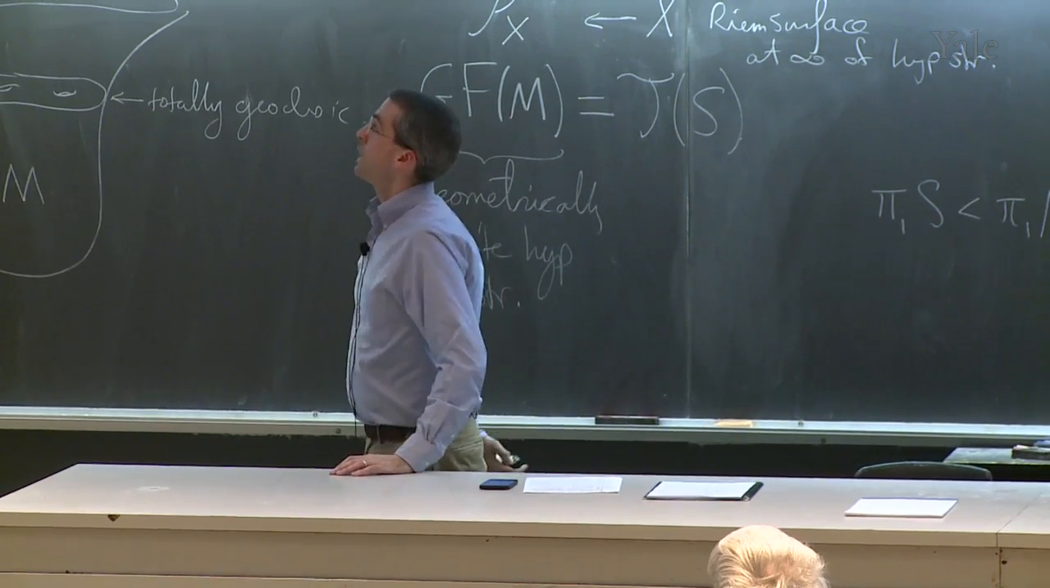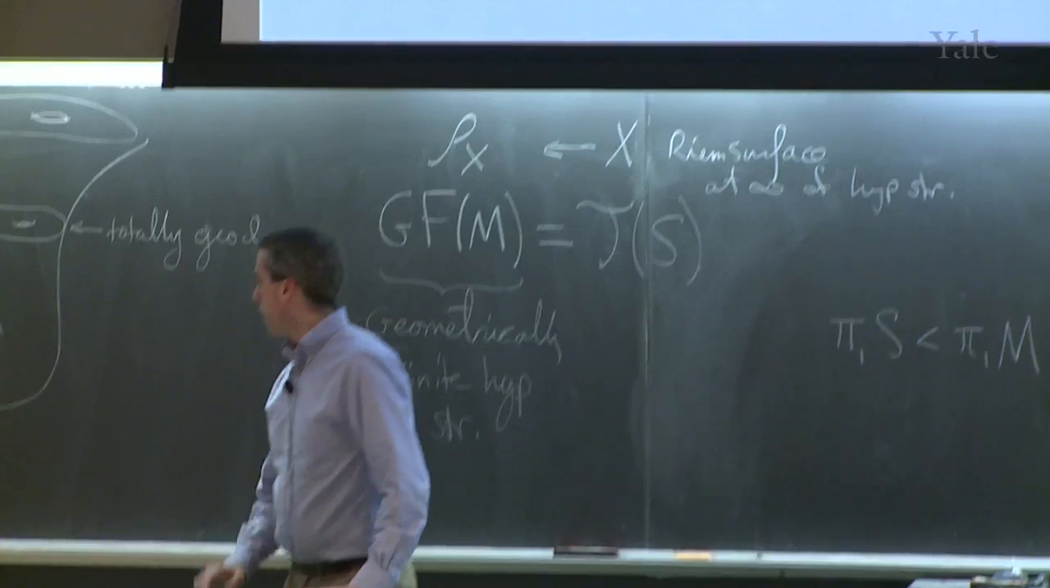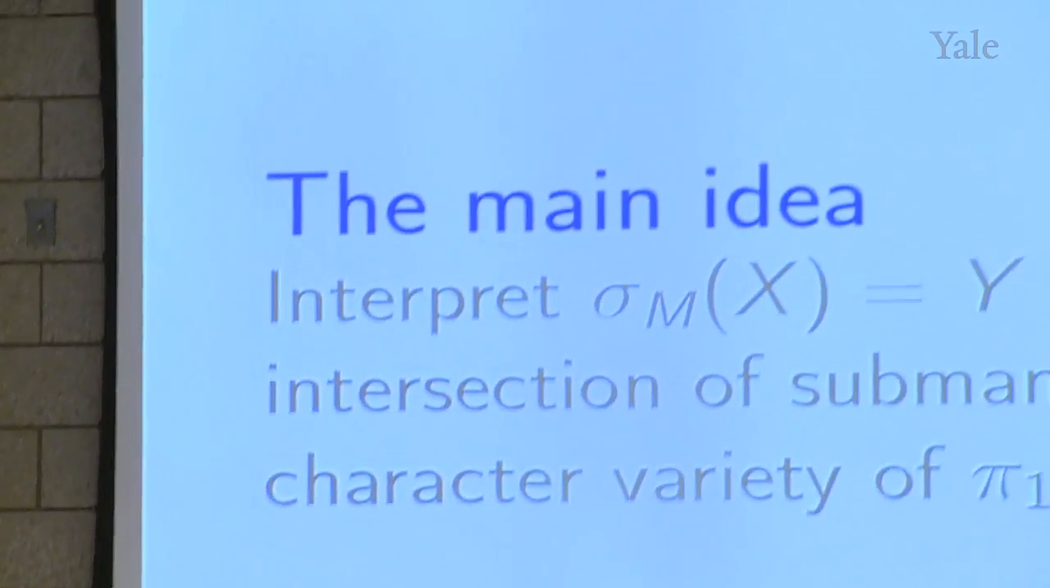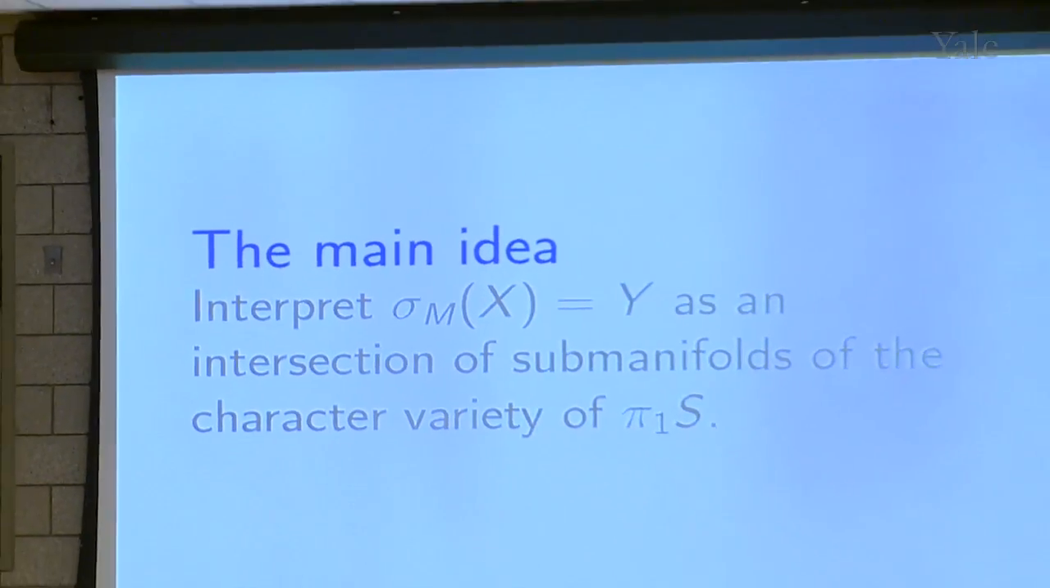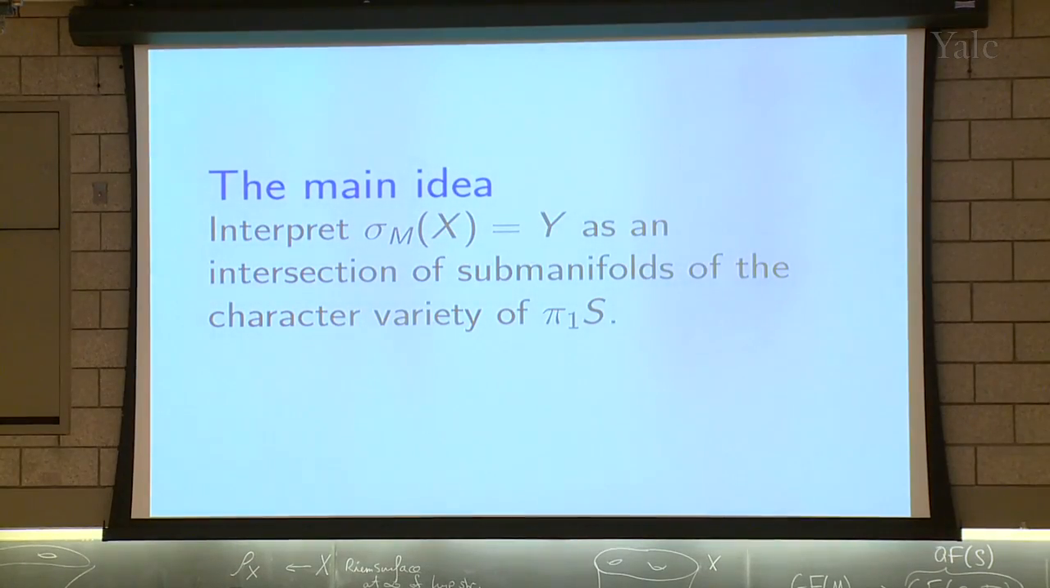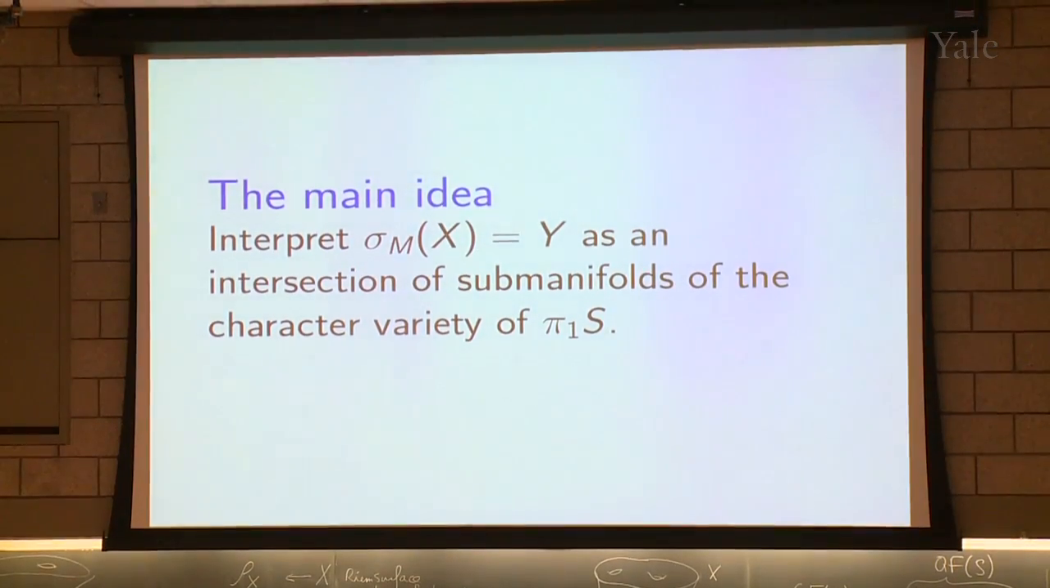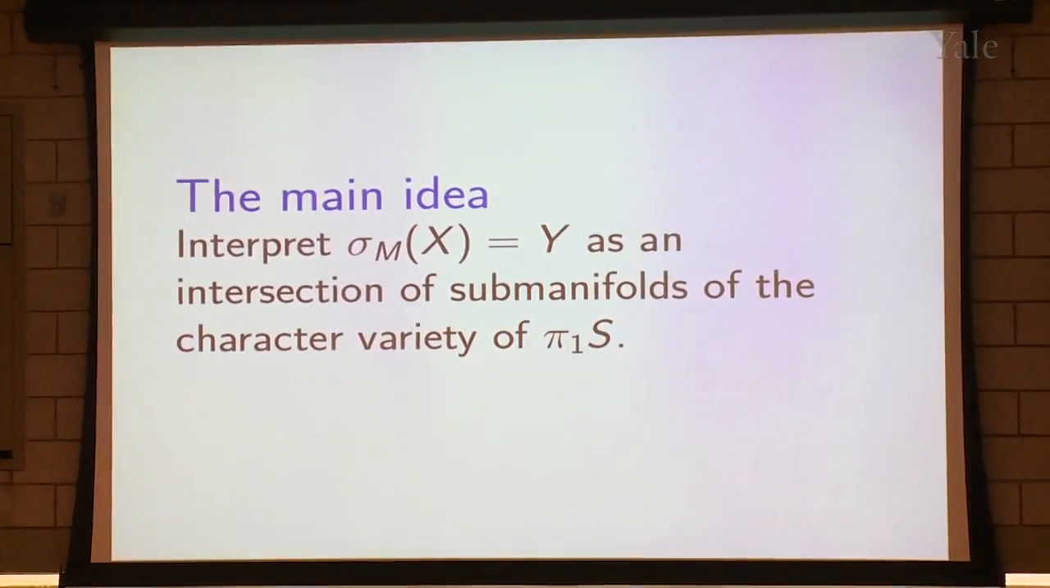So let me explain the main idea in this construction. It's to interpret the statement that the skinning map maps a Riemann surface X to another Riemann surface Y as a statement about the intersection of two submanifolds in the character variety.